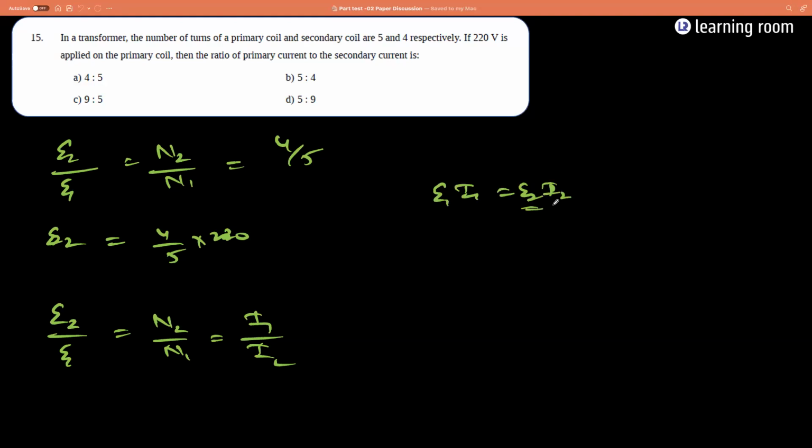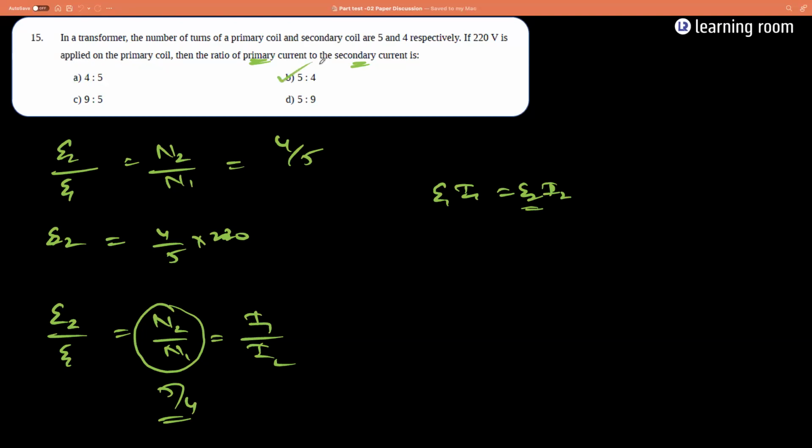We assume that there is no power loss in an ideal transformer. So E2 by E1 is N2 by N1. So it's inversely proportional to I1 by I2. So N2 by N1 is 5 by 4, right? So the ratio of the current in the primary to the secondary is going to be 5 by 4.